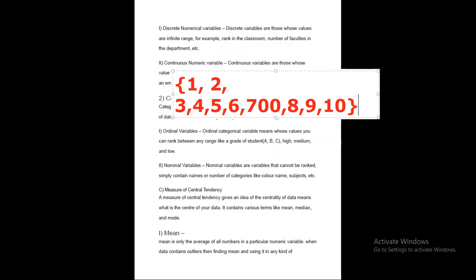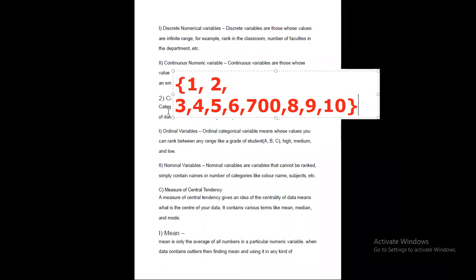Next. Sir, the numbers from 1 to 6 are serial wise and 8, 9, 10 are also serial, but 700 does not fall in the series, so it is odd. 700 is not a serial number. Very good.